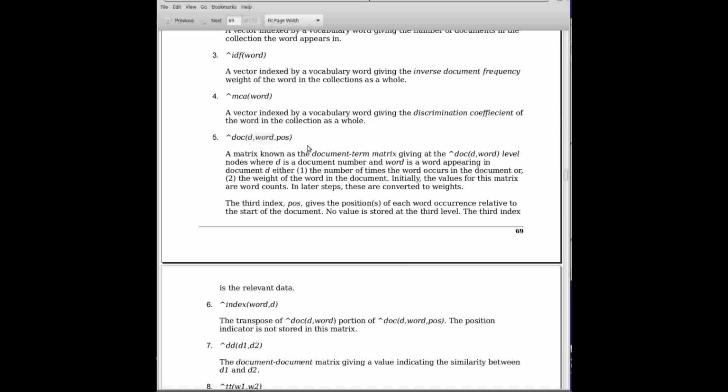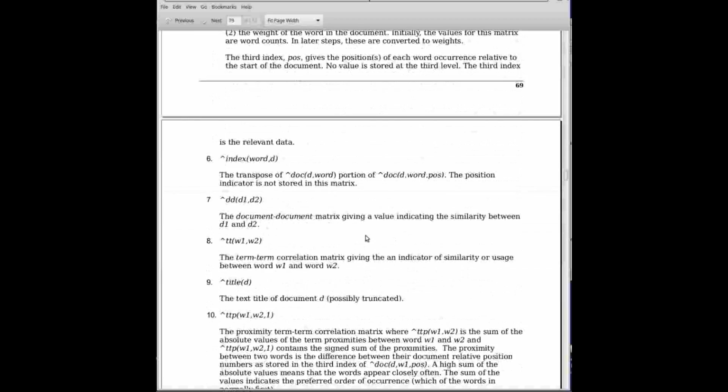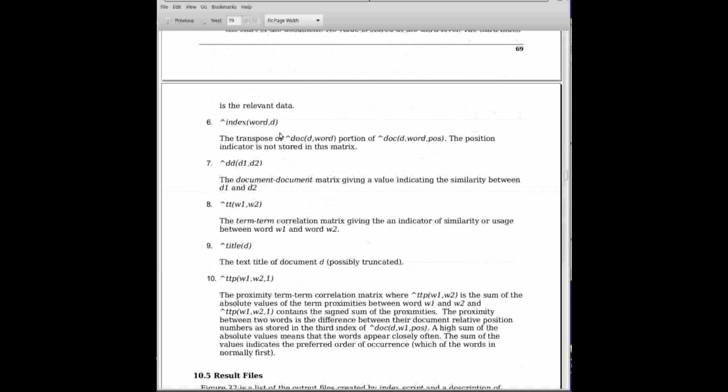This position will only be used for calculating similarities. The next one is the index array. It's the transpose of the document term array. The rows are words and the documents are columns. And the value stored here is the same as in the document term matrix. It is simply the transpose, nothing more.